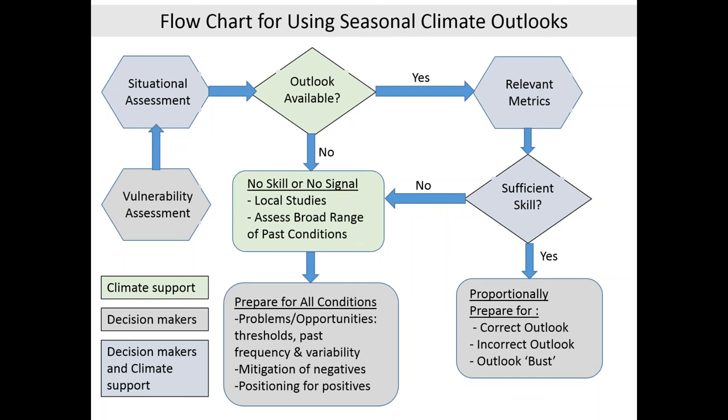So, for example, you might need a vulnerability assessment, and then a situational assessment leading into the use of the outlook. You can see over here on the left-hand side. And then there has to be some prior work in advance to know what kind of information you are trying to get from the outlook. Is that information of sufficient quality? If it's not, what other kind of studies need to be done? And then whether there's enough skill in the outlook or not, your action plans are developed in advance.